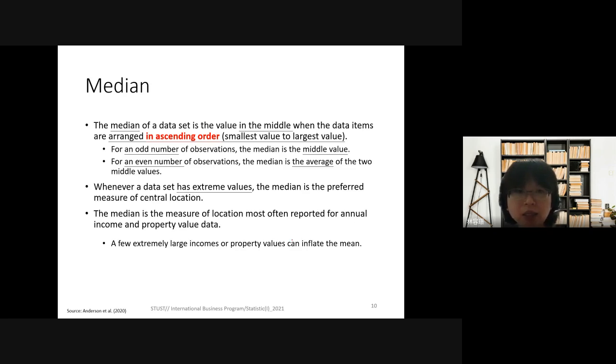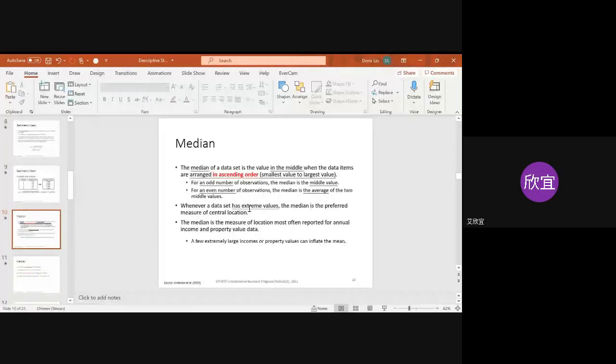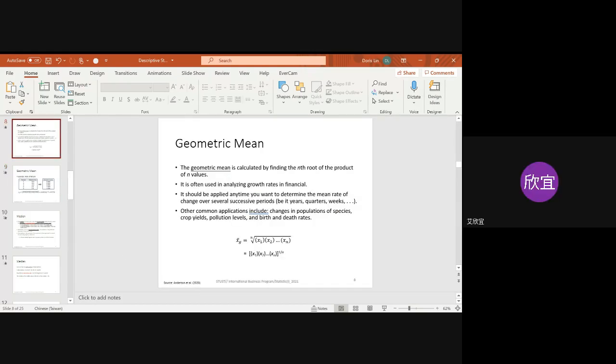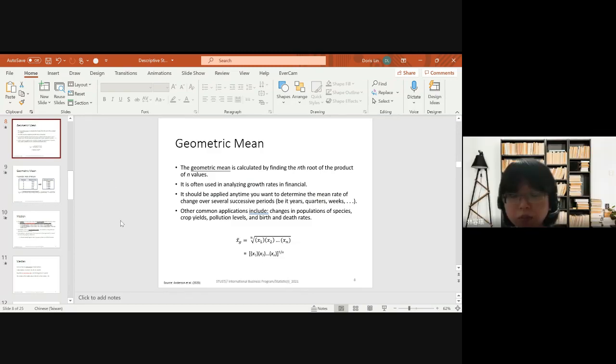The median is the value in the middle of the data set. Sorry, teacher, can you go back to the previous page? The formula, before this one. Yes, this one. Can I take a screenshot? Okay, thank you. You can download the material from the flip class system.